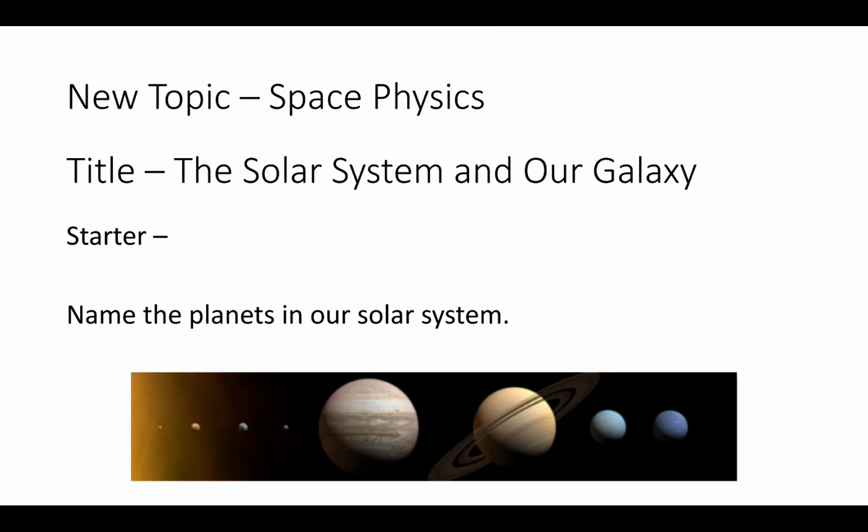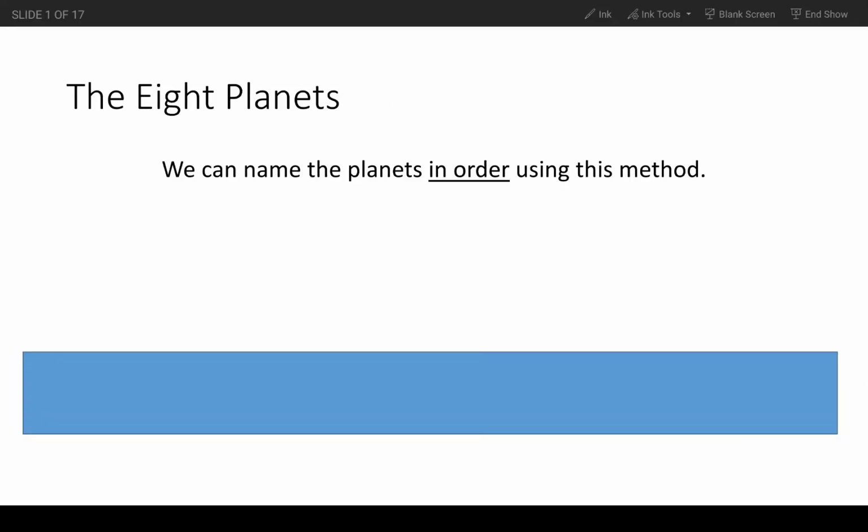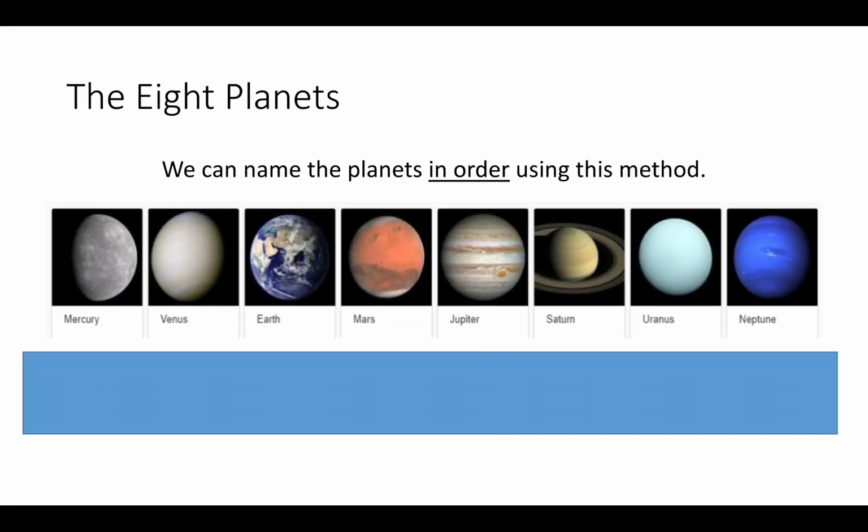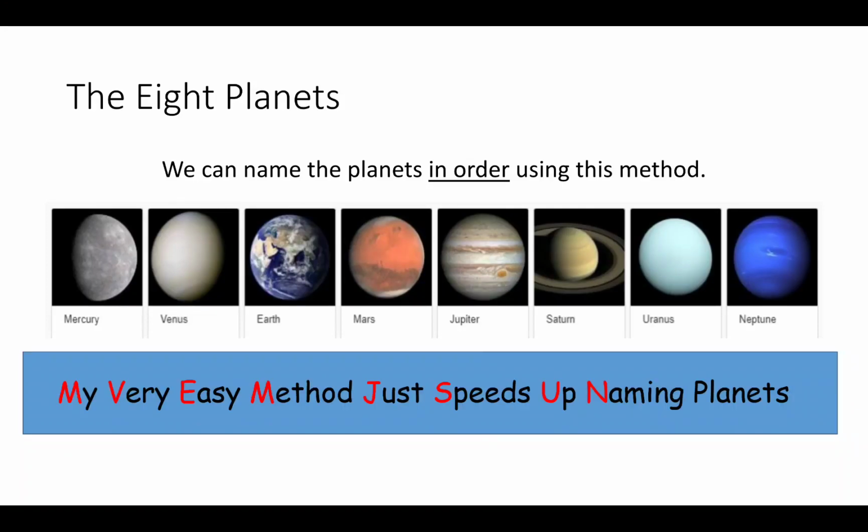So remember, each time I ask a question, just pause it. So I'll be taking you through some answers. Right, so there's 8 planets. Used to be 9. But you can remember it using this mnemonic. So my very easy method just speeds up naming planets.